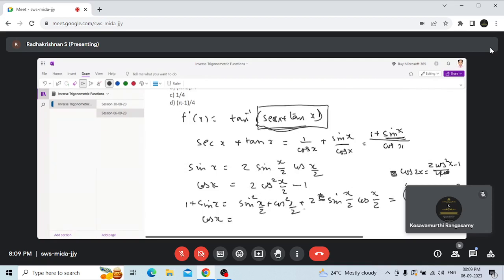Sin square x by 2 cos square. Okay, so 1 can be written as sin square x by 2 plus cos square x by 2. So since it is sin square x by 2 plus cos square x by 2 plus 2 sin x by 2 cos x by 2, can be written like this.